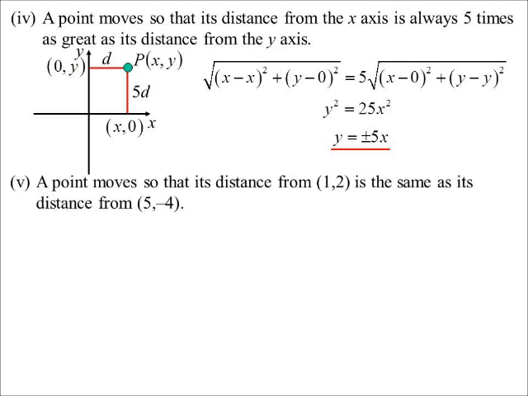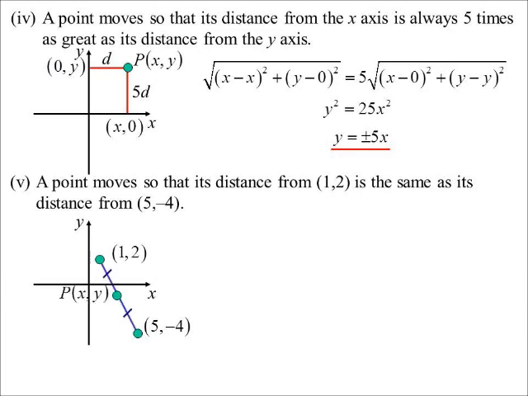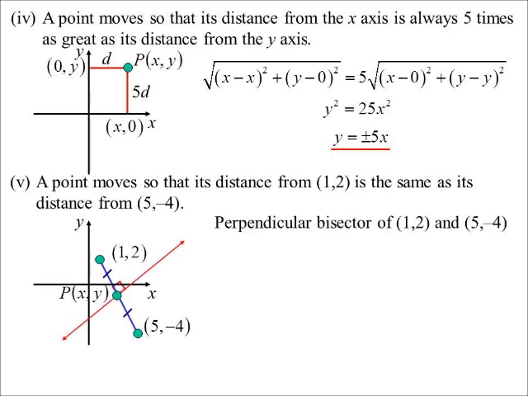A point moves, this time so that its distance from the point 1, 2 is the same as its distance from the point 5, negative 4. So there's 1, 2, there's 5, negative 4. Random point, well, I'll pick the midpoint because I know for sure in the middle that's going to be one possibility, but I've still given it random coordinates, x, y. So I know, yes, the midpoint will work. But what else? Well, the other thing I know is it must be the perpendicular bisector. That's easy enough to prove if you're unsure.